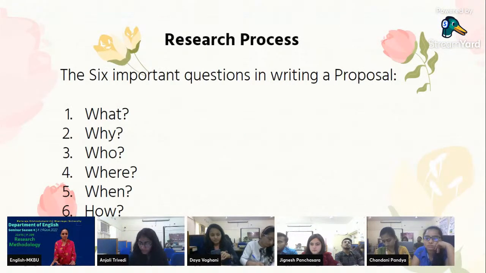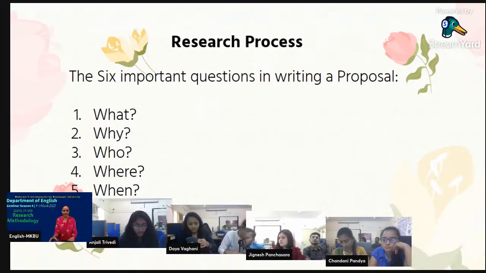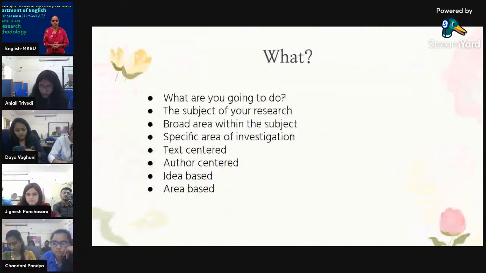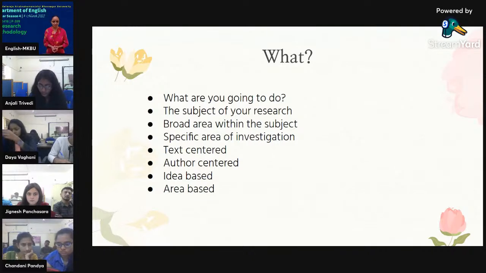Then these are the six important questions in writing a proposal: what, why, who, where, when, and how. What? What are you going to do in your research? The subject of your research, broad area within the subject, specific area of investigation, like which area we are going to take, whether it is gender studies, post-colonialism, feminism, and such types of areas. Then it is many times text-centered, that we take some novels and books. It is author-centered, idea-based, or area-based.